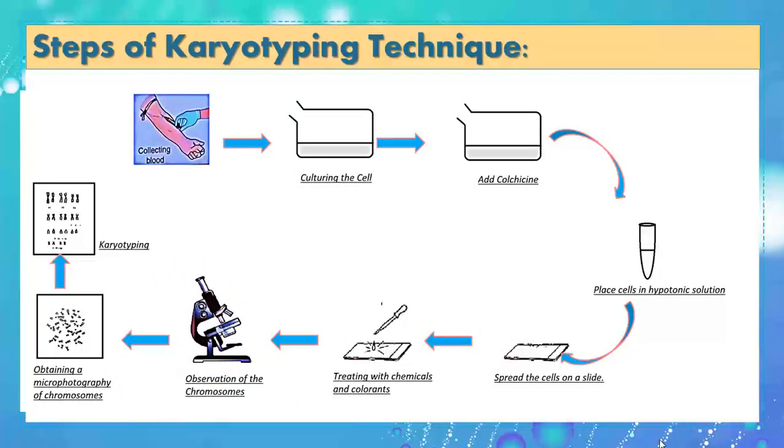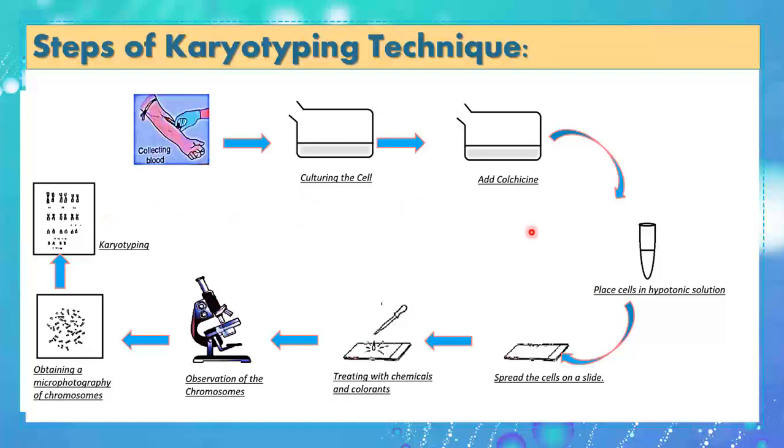Since karyotyping is a technique, there must be a procedure to perform it. This document shows the procedure for performing the karyotyping technique. As this document shows, a blood sample is collected from an individual. The cells collected from the blood are then cultured, and colchicine is added to those cells. After that, the cells are placed in a hypotonic solution, and then the cells are spread on a slide, treated with chemicals, and observed under the microscope. Then, a microphotograph of the chromosomes is obtained, and those chromosomes are karyotyped. This is simply how to describe the procedure of the karyotyping technique.